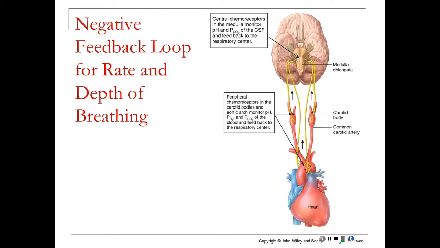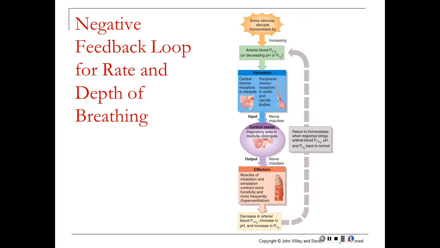This is showing you that negative feedback loop for the rate and depth of breathing. You have your central chemoreceptors in your medulla, monitoring pH, partial pressure of carbon dioxide, as well as the cerebrospinal fluid, giving that information back to the peripheral chemoreceptors within the carotid bodies, monitoring pH, oxygen, as well as carbon dioxide of the blood, giving that feedback information up to our respiratory centers. So again, all of this information is controlled and relayed through our inspiratory centers.